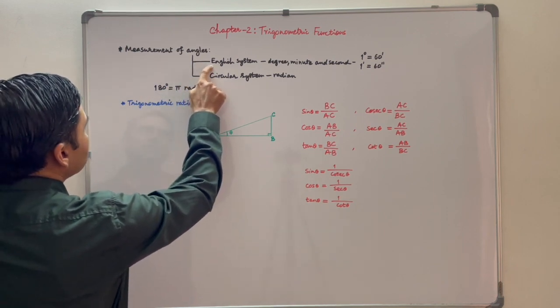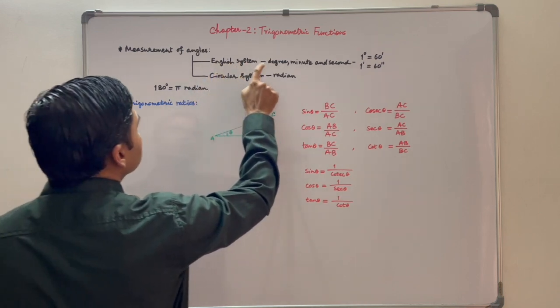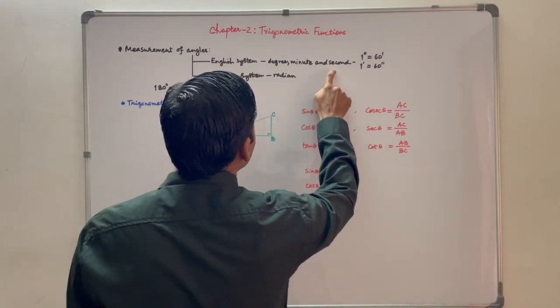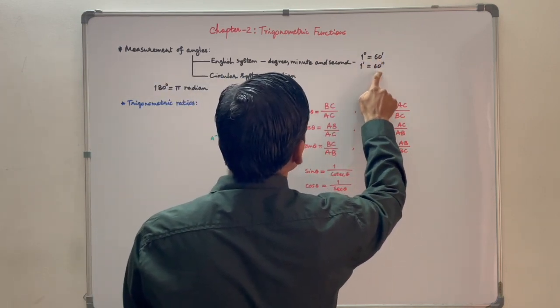First, English system and second, circular system. In English system, angles are measured in degree, minute and second. 1 degree is equal to 60 minutes and 1 minute is equal to 60 seconds.